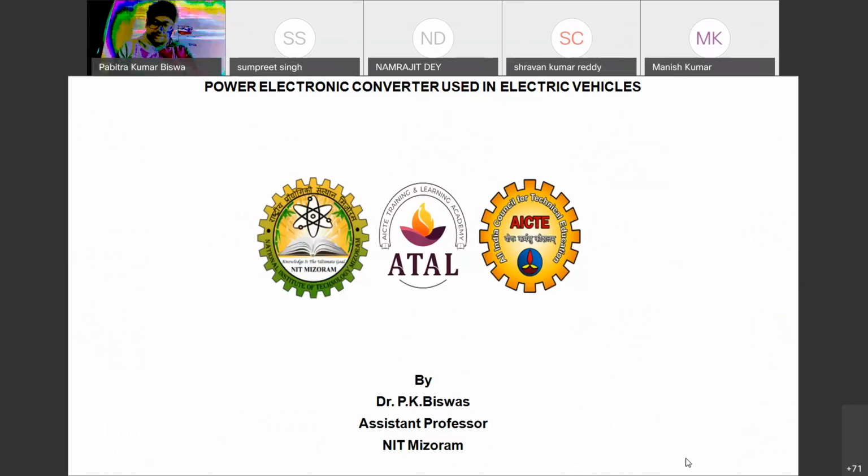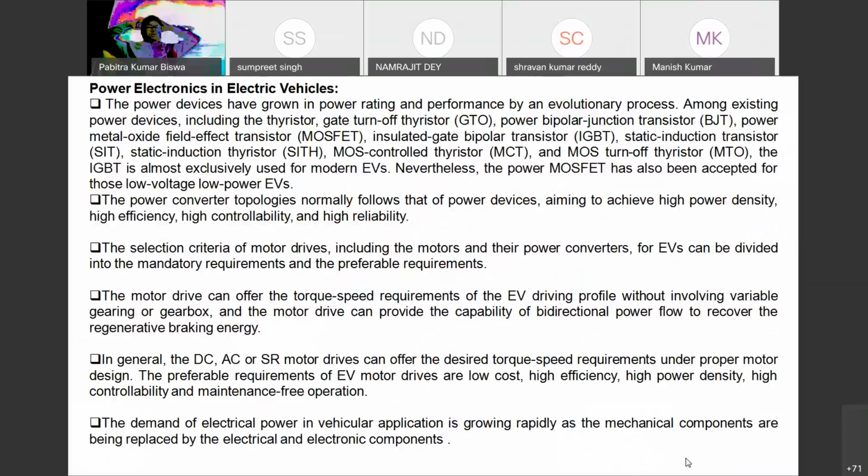Topology. I will describe the different topologies for use for the converter. Power electronics in electric vehicles. There are different types of power electronic devices used for electric vehicles or industrial applications, and different types of power electronic devices also.